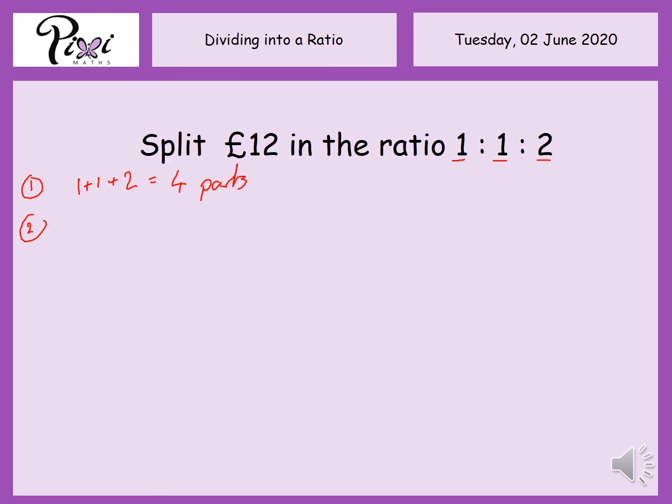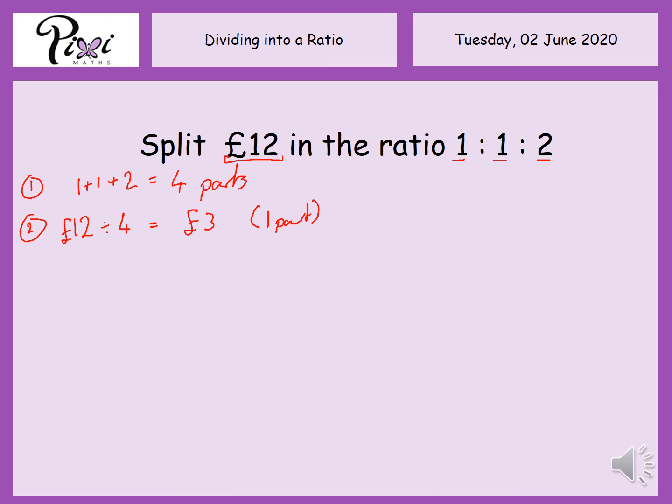And step 2 is to work out what 1 part is worth. So if we've got £12 and we're splitting into 4 parts, to work out what 1 part is worth, we need to do 12 divided by 4, and that will give us £3. So £3 is 1 part.